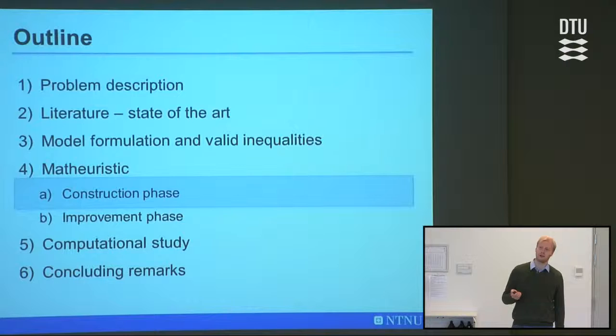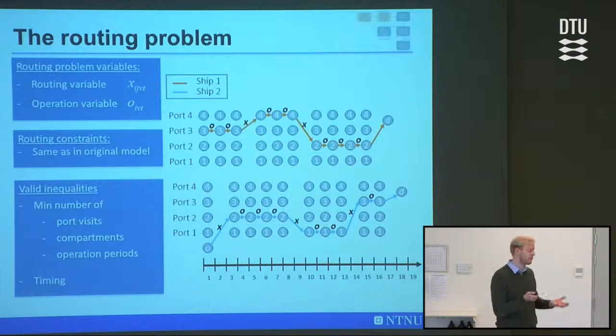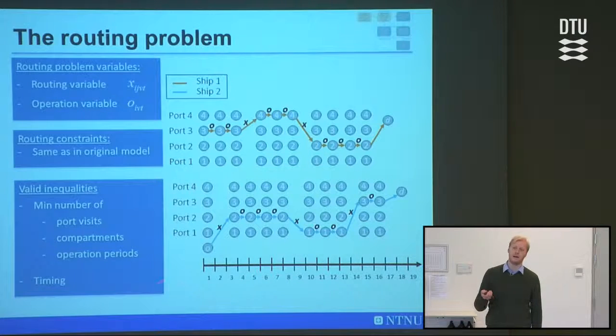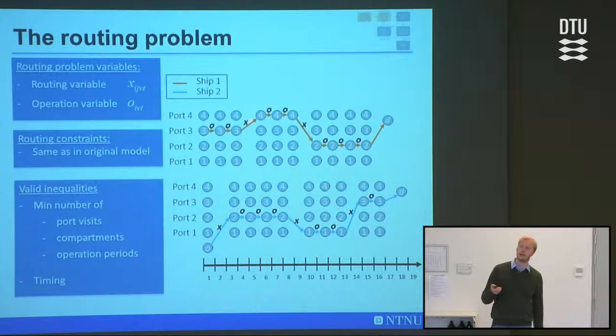So the construction phase, to create a feasible solution, we have the routing problem. Then we only have basically routing variables and some, I call them operation variables. Here it doesn't matter if it's operation or waiting, it's just that we have to stay in a port for a given number of days. We have the same routing constraints as in the original model, and we add all these valid inequalities, which all have to do with the number of times you have to visit a port. And then we can get a solution like this.